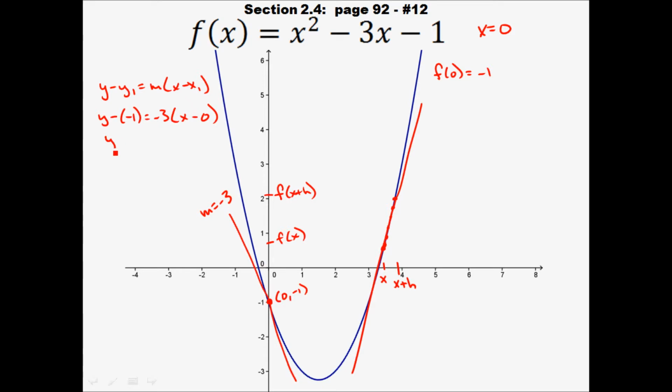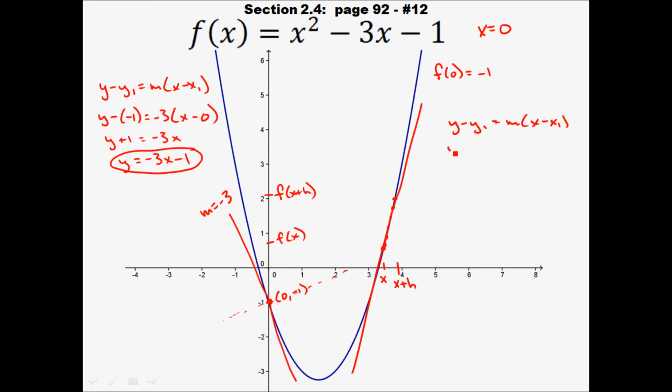All right, so if we do some simplifying, y plus 1 equals negative 3x. Let's put it in y equals mx plus b form. And that's what we get. All right, so that is the equation of the tangent line. Now let's calculate the slope of the normal line. Remember, the normal line is just going to be the line through the same point, but has a perpendicular slope. Okay, so y minus y1 equals m times x minus x1.